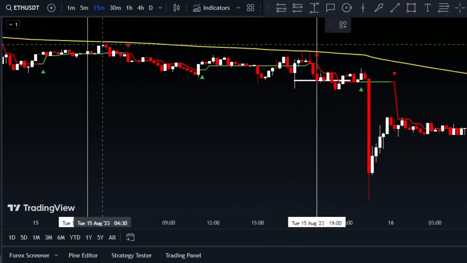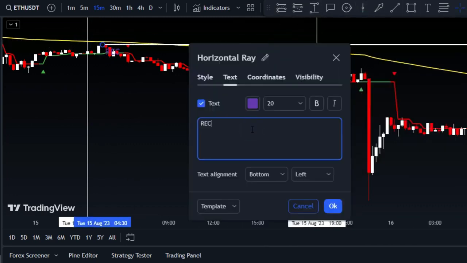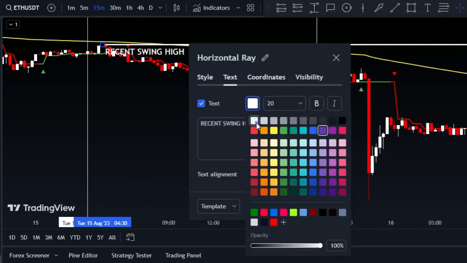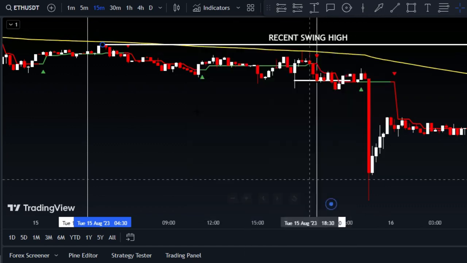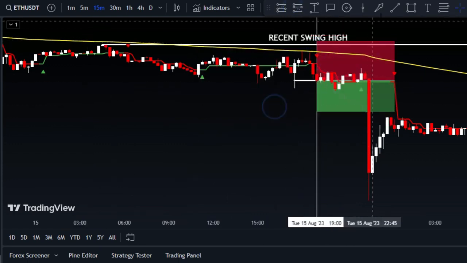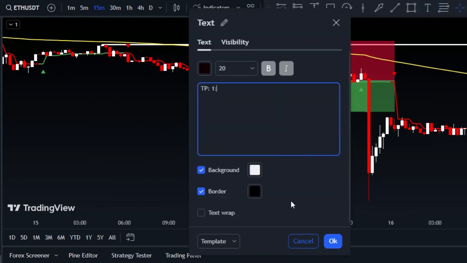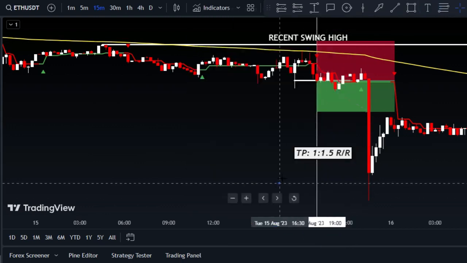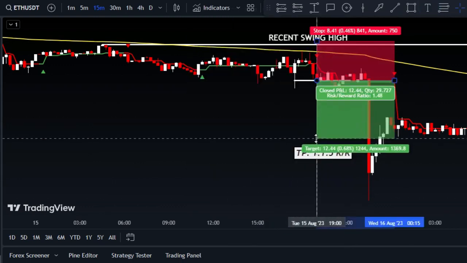And when it comes to setting your stop loss, consider using the recent swing. And for exiting a trade in profit, aim for a minimum risk to reward ratio of 1 to 1.5 for your initial target.